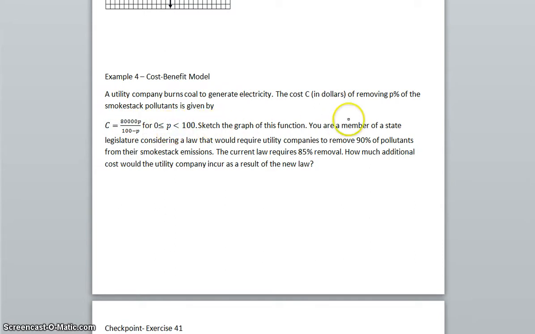Sketch a graph. You remember the state legislature considering a law that would require utility companies to remove 90%. The current law requires 85%. How much additional cost would the utility company incur? So, let's zoom in on this and take a look and see what we need to figure out.